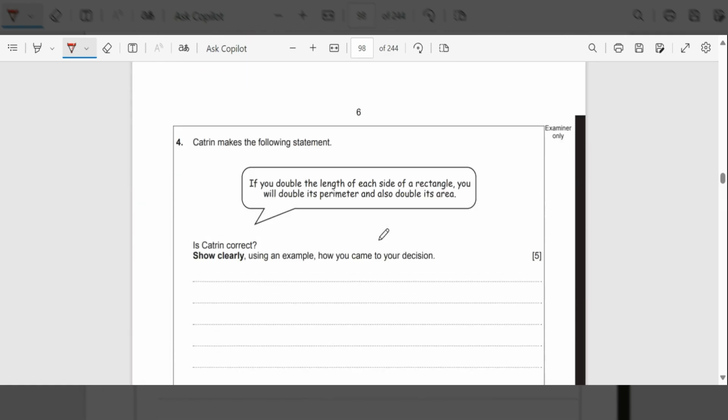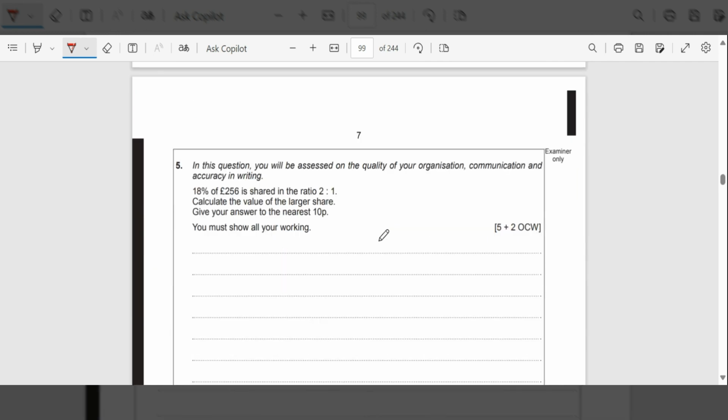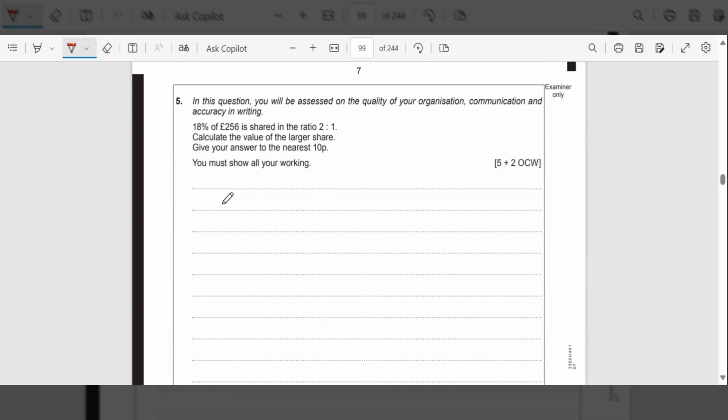Just looking for things that I'm expecting. Right, ratio, I want a lot of ratio. Percentages and ratios again. So 18% of 256 with a calculator equals that. And then share that in the ratio 2 to 1. So use Adam to share in ratio. Add those 3, divide that answer by 3, and whatever that is, multiply by 2 and multiply by 1. Calculate the value of the largest share, and round your answer.